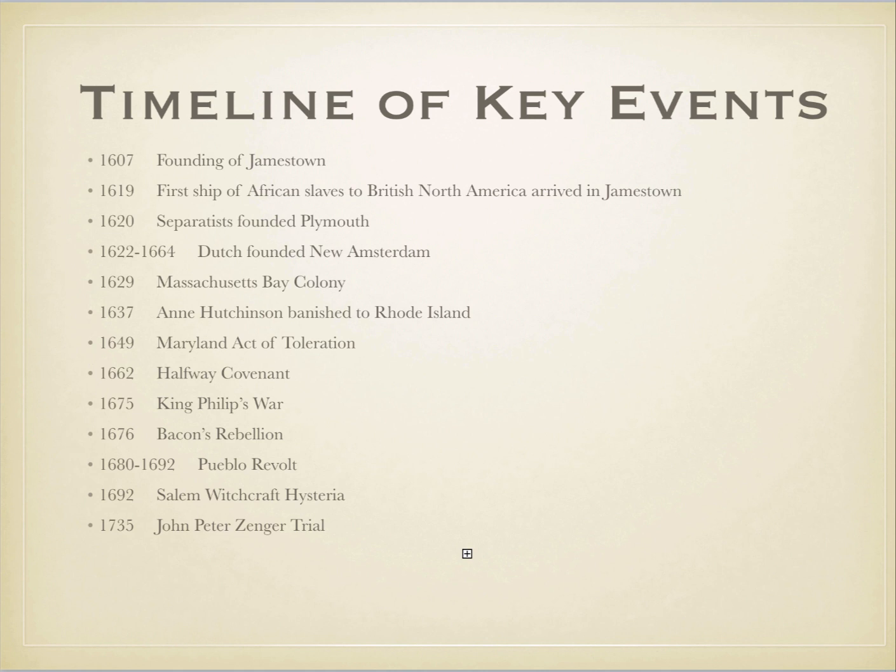Maryland, which was one of the Chesapeake colonies, was created originally for Catholics. They later allowed Catholics and Protestants to practice with the Act of Toleration. Did not allow other religions, though.